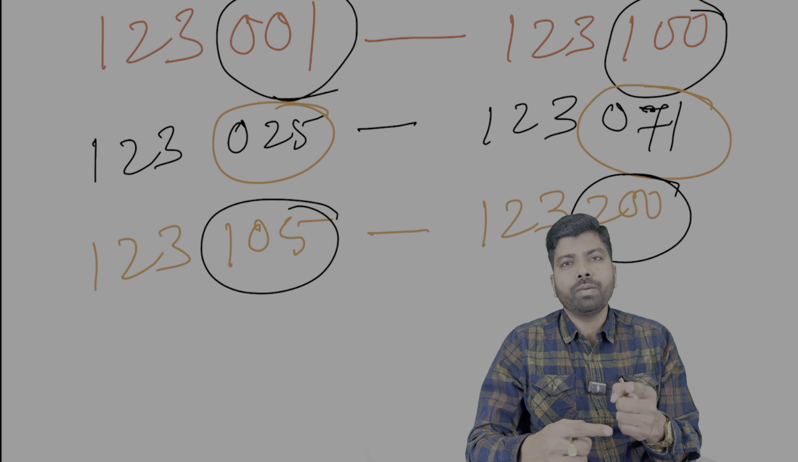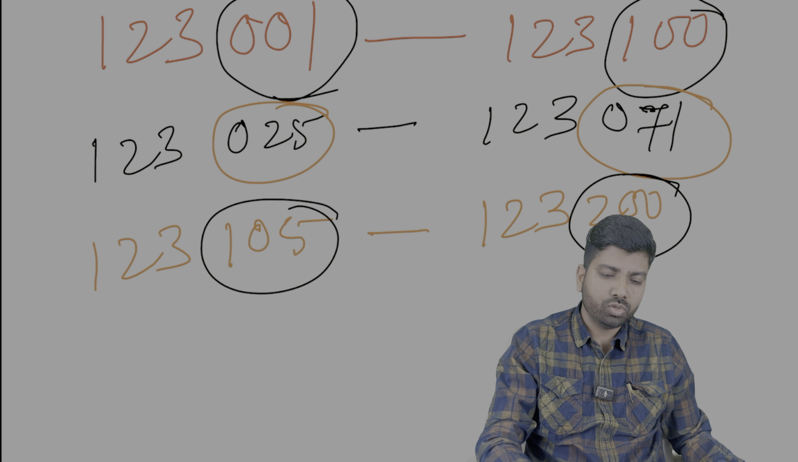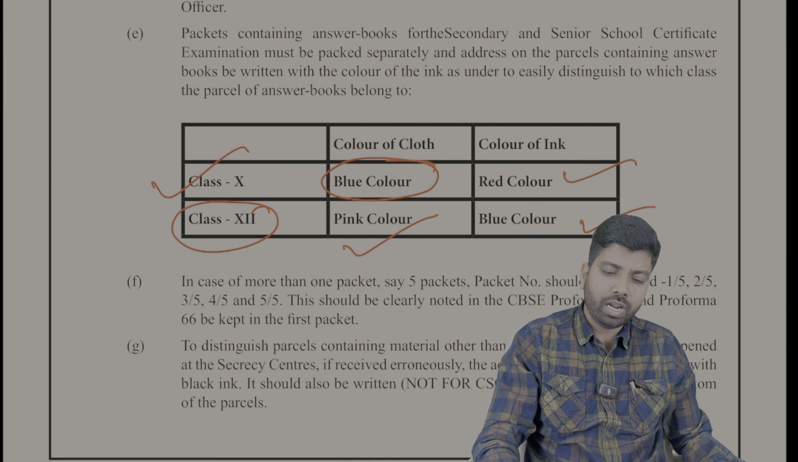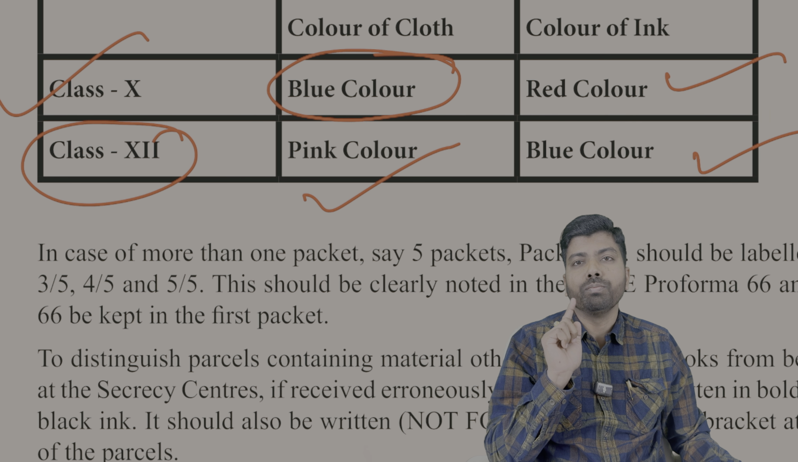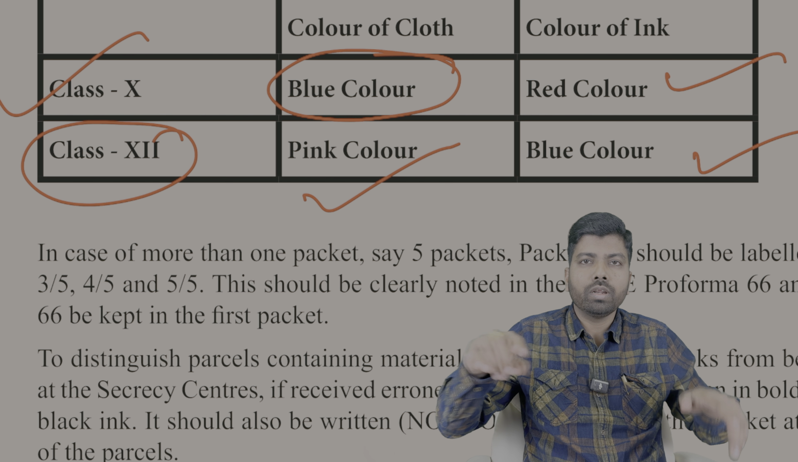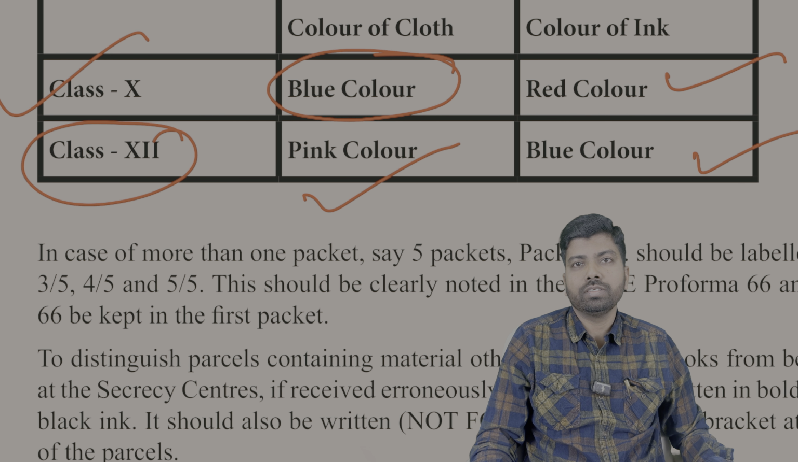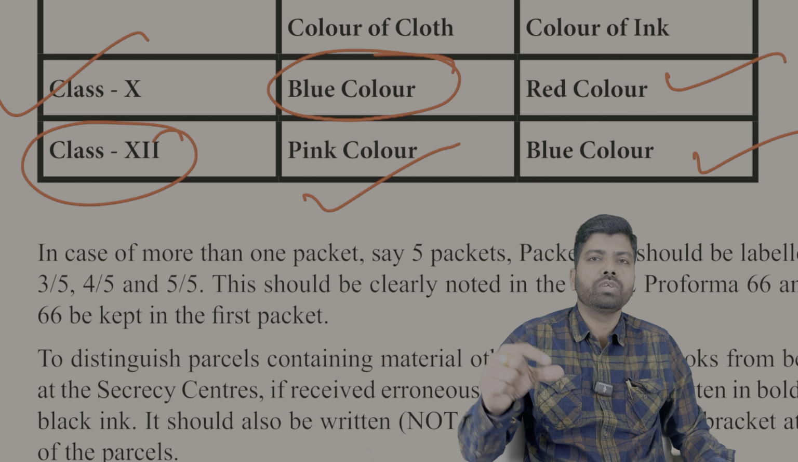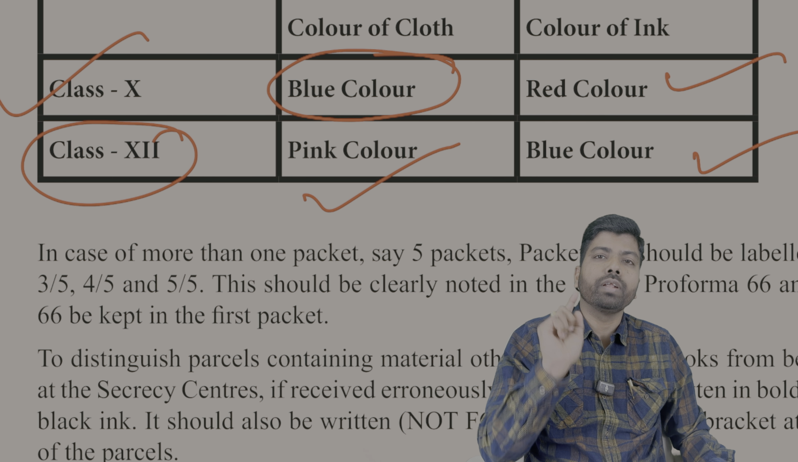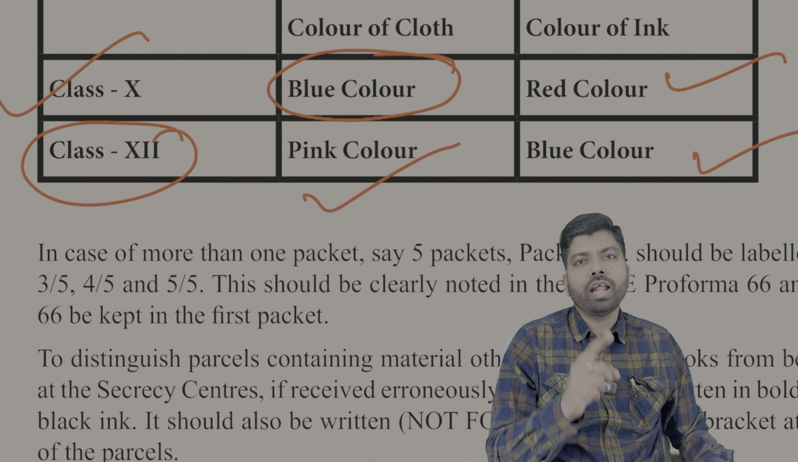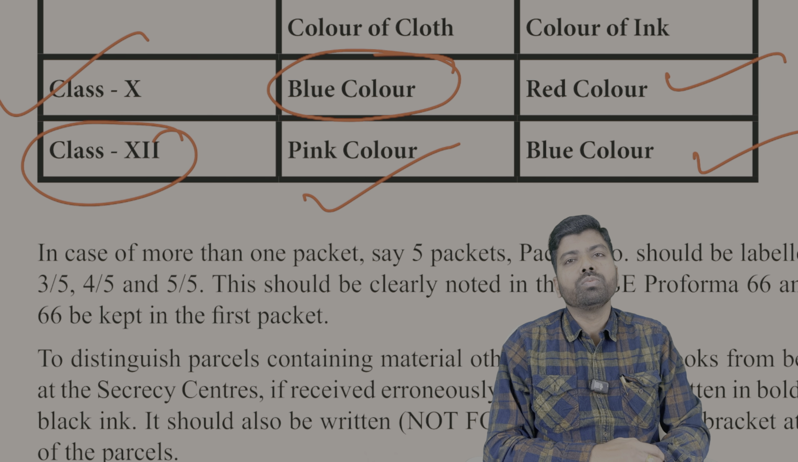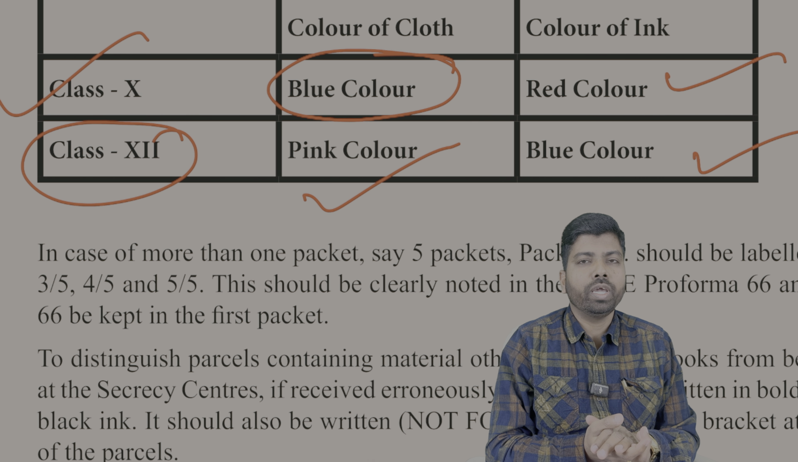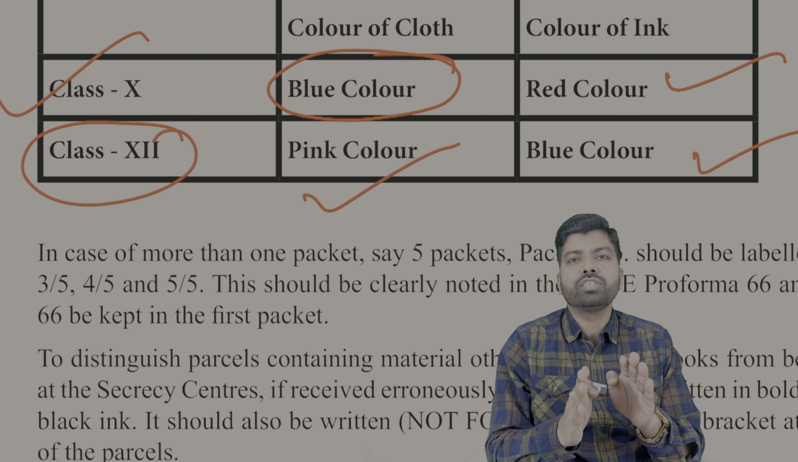For different examinations, different cloths are used. For class 10th, the cloth is blue color, and on it you write the necessary things, the roll number, the subject, all these details, with red color ink. For class 12th, you have to use pink color cloth to cover, and then use blue color ink to write. This is only for the answer sheets.